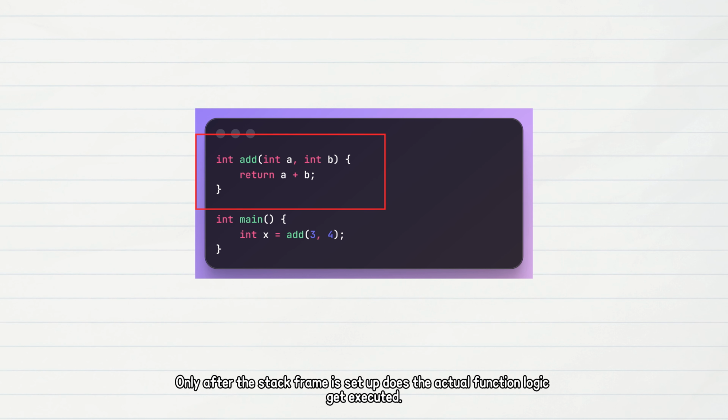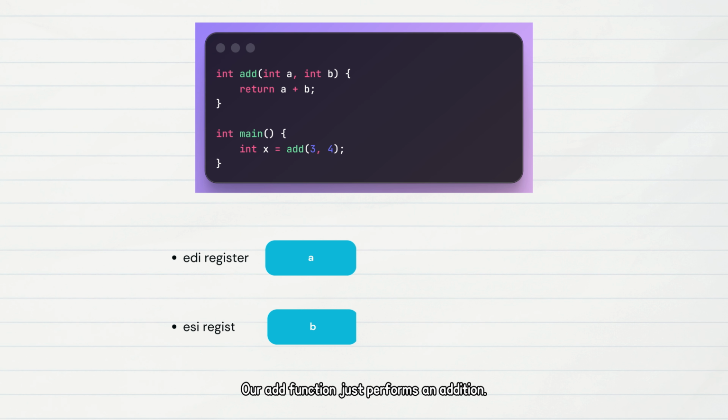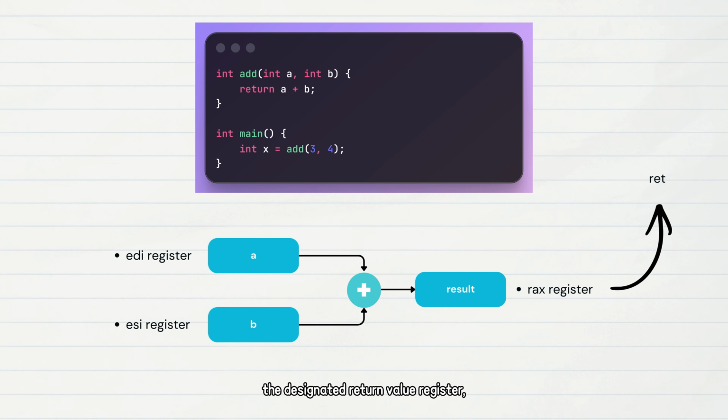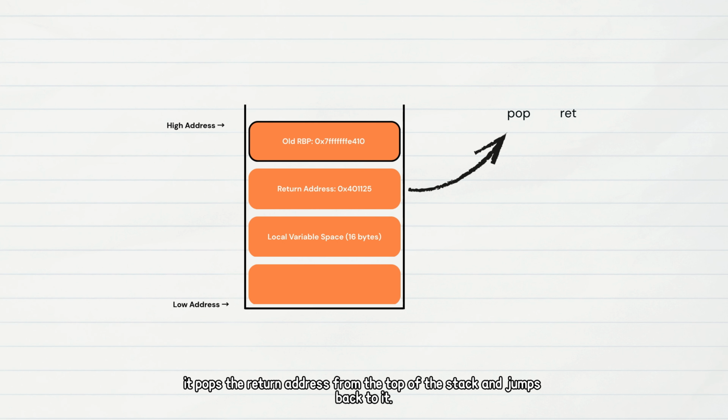Only after the stack frame is set up does the actual function logic get executed. Our add function just performs an addition. The parameters are already in the registers. So when the CPU executes the add function, it reads the parameters from the registers, performs the addition, writes the result to the RAX register, the designated return value register, and finally executes the ret instruction. And what does ret do? It does exactly the opposite of call. It pops the return address from the top of the stack and jumps back to it.